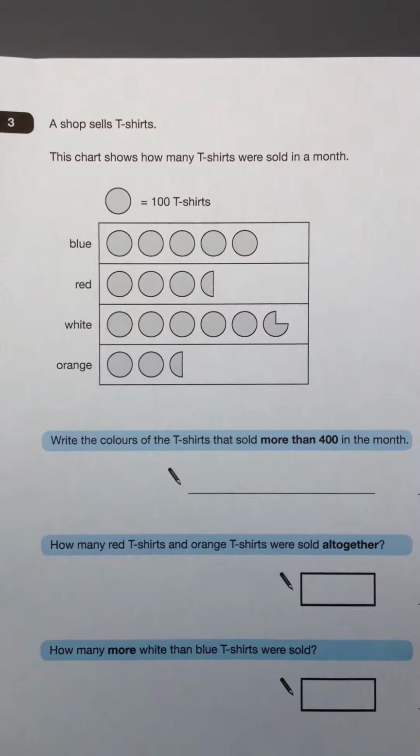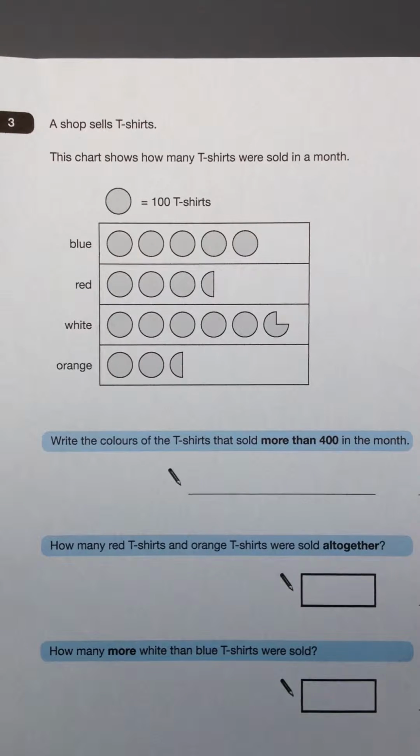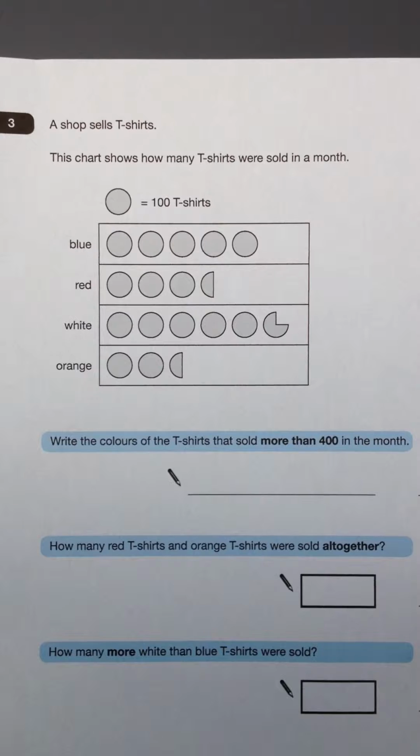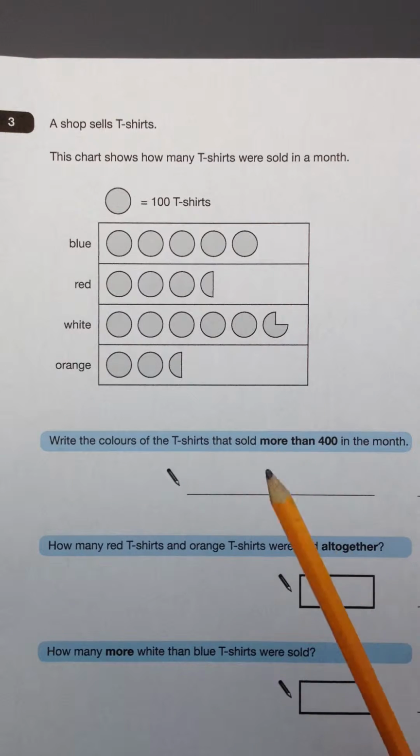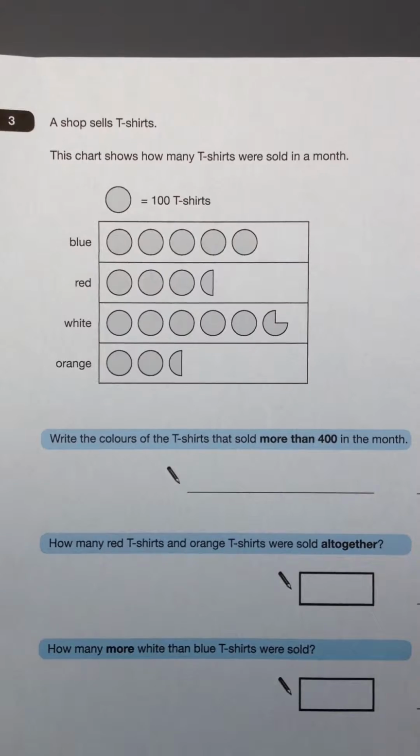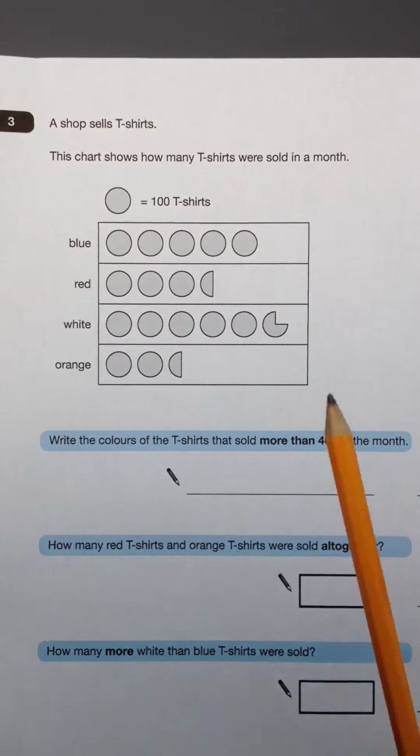This is question 3 from the 2014 KS2 SATs paper A. There's a lot of information in this question, and a common mistake would be to jump straight to the part of the question that's asking you to do something. Don't be tempted to do that. Make sure you read all of the information, and if necessary, get somebody to read it for you.